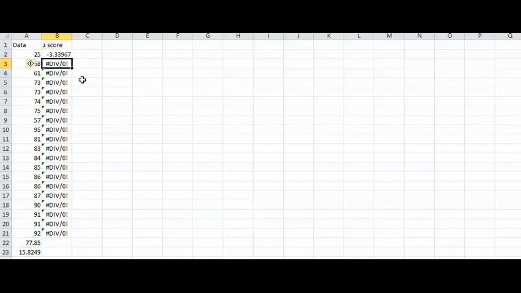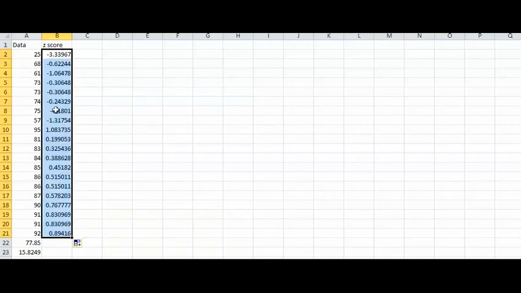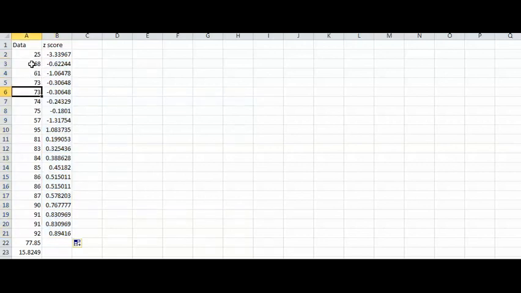So I'm going to press enter, and then now if I drag down, it should do the same calculations for every value. So for each of these exam scores, it subtracted it by the mean and divided it by the standard deviation. So these are the exam scores of the 20 students, and these are the z-scores of the 20 students. Each student has both an exam score and a z-score.